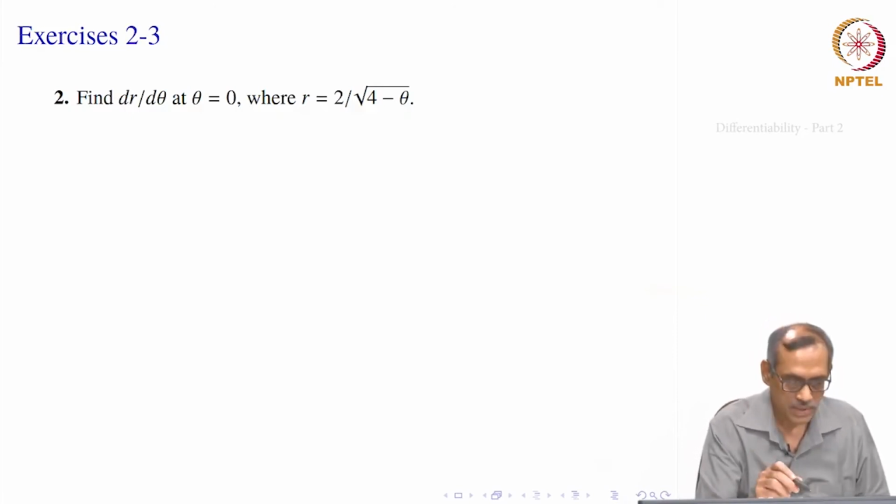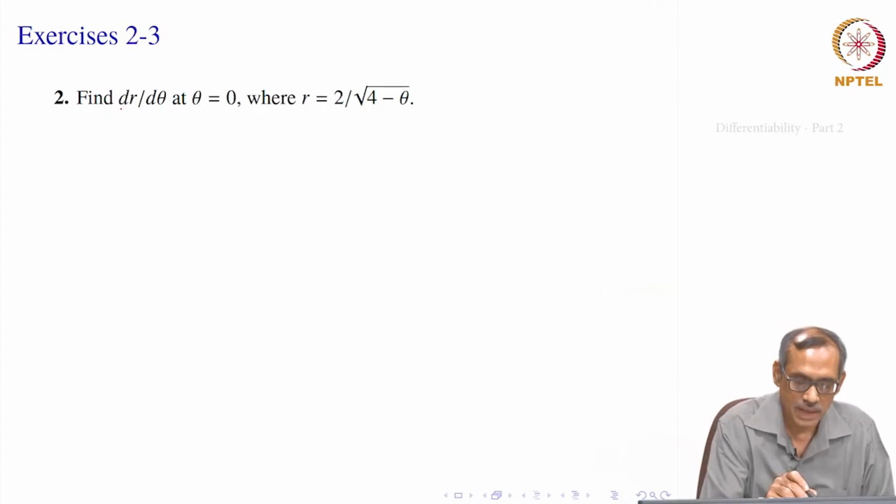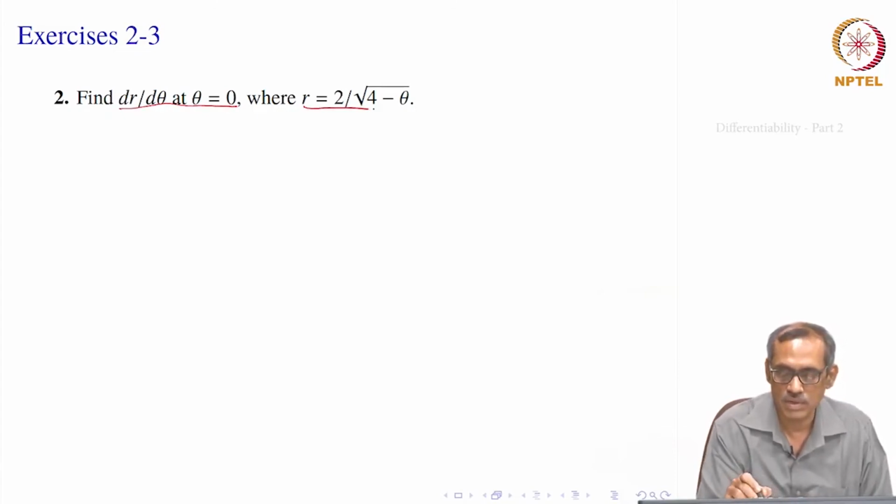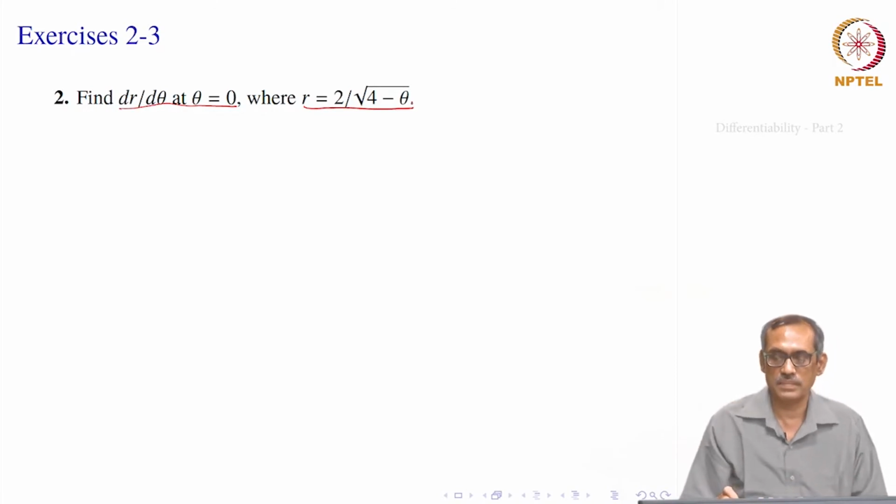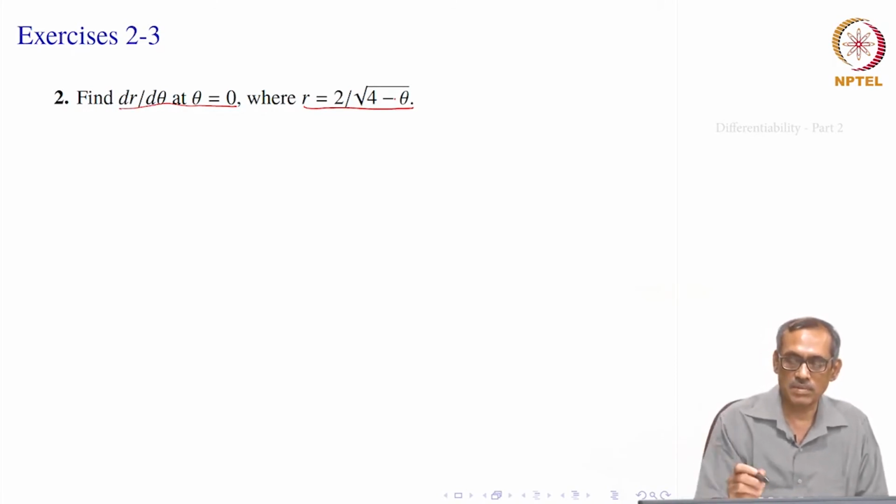Now, the next problem says find dr by d theta at theta equal to 0, where r is equal to 2 divided by square root of 4 minus theta. So, r is a function of theta now, instead of x y we have r theta, and we want to find out its derivative at theta equal to 0 if possible.